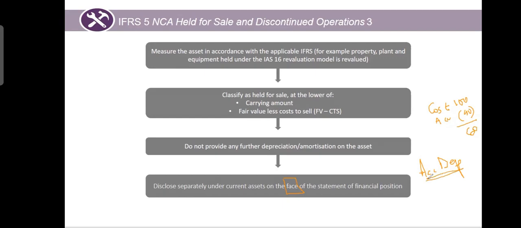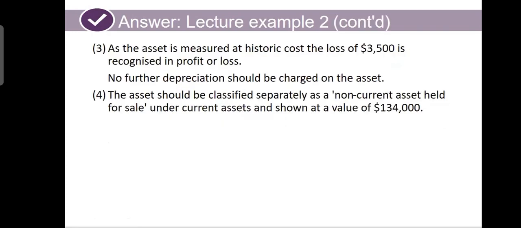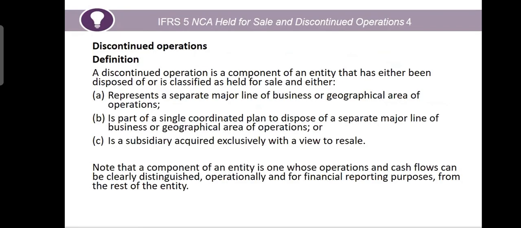So when you see the balance sheet, you don't see the accumulated depreciation. It is given somewhere at the back in the notes. You want to read, go check there. But this one must be on the face of the financial statement. You cannot put a disclosure note for that. You have to put it on the face of the balance sheet. And now there is some question. You will do that question later. It's very simple: show the required accounting treatment for the asset. And we go there. Then you have discontinued operations.